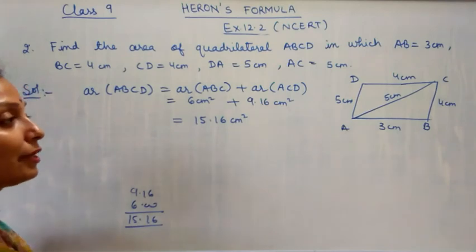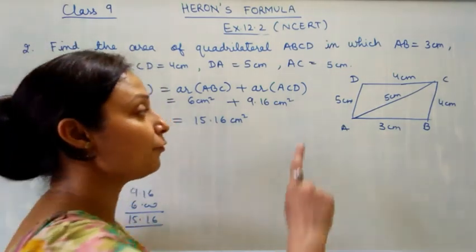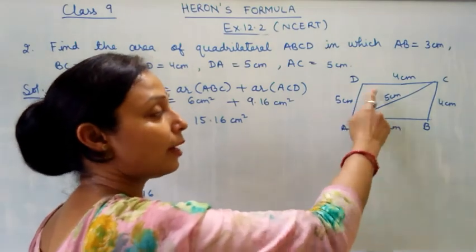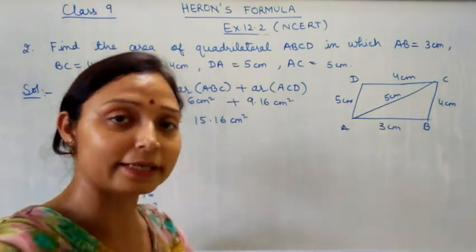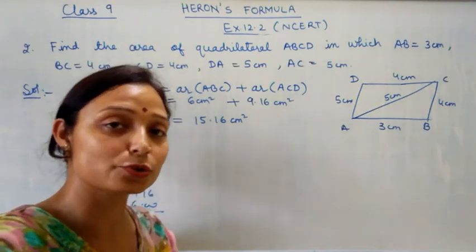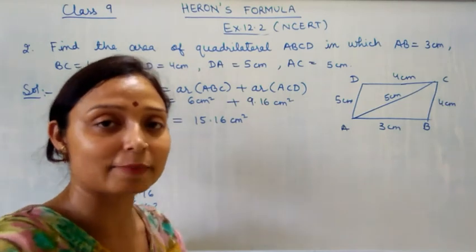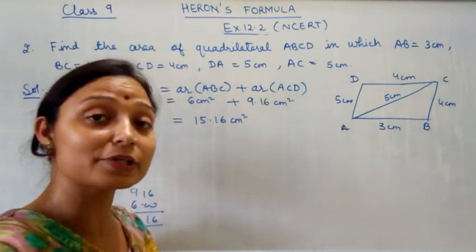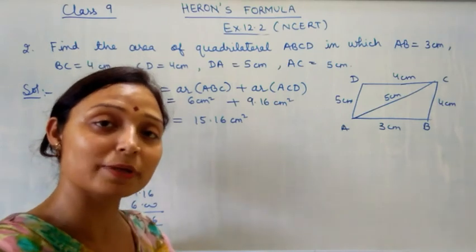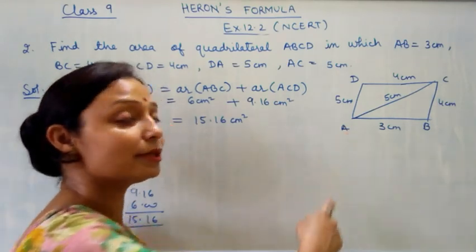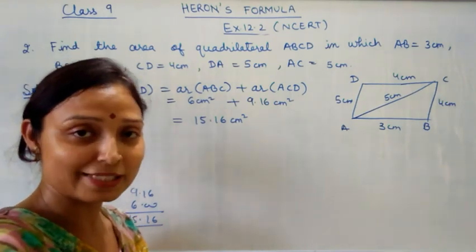Okay, so this is the way to find the area of a quadrilateral. Keep in mind, when you find the area of the quadrilateral, you will check whether it is a right angle triangle. If it is a right angle triangle, use half base into altitude. It takes less time as compared to Heron's formula. If it is not possible to find the area by using half base into altitude, then go with Heron's formula. Okay, do the practice of these types of questions.